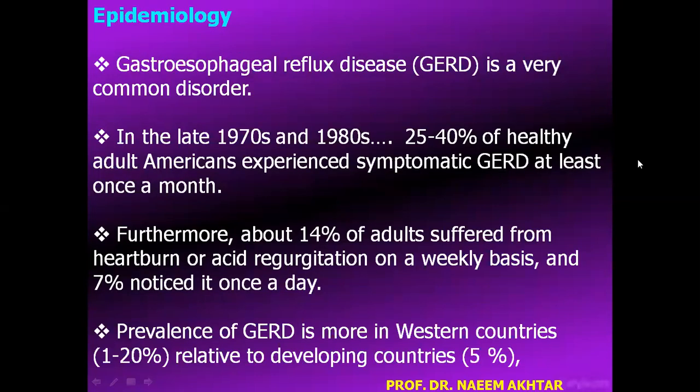Epidemiology. Gastroesophageal reflux disease is a very common disorder. In the late 1970s and 1980s, 25 to 40% of healthy adult Americans experienced symptomatic GERD at least once a month. Furthermore, about 14% of adults suffered from heartburn or acid regurgitation on a weekly basis, and 7% noticed it once a day. Prevalence of GERD is higher in Western countries, around 1 to 20%, relative to developing countries, which is around 5%.